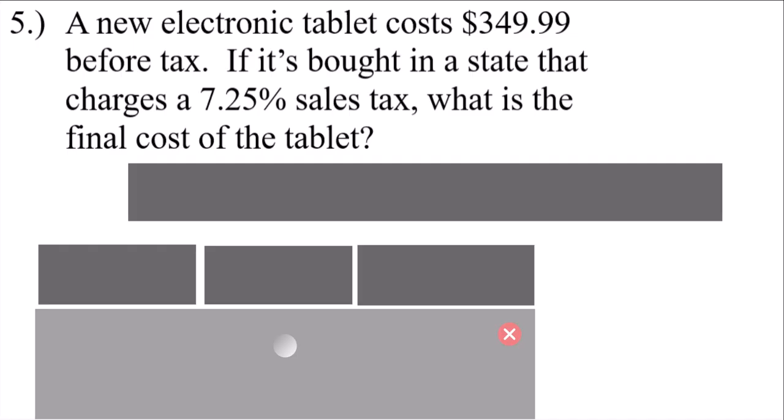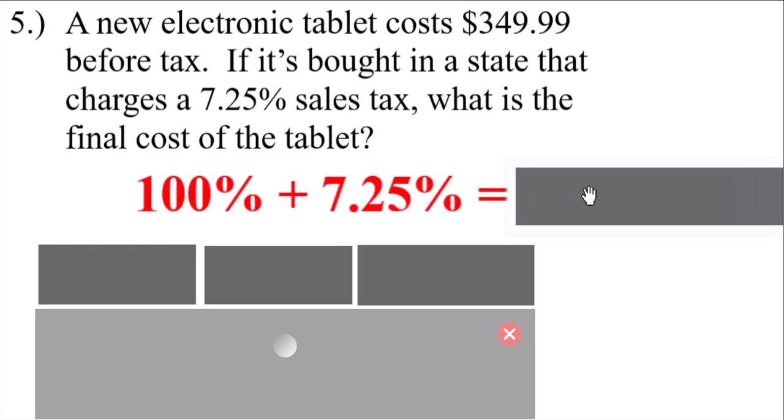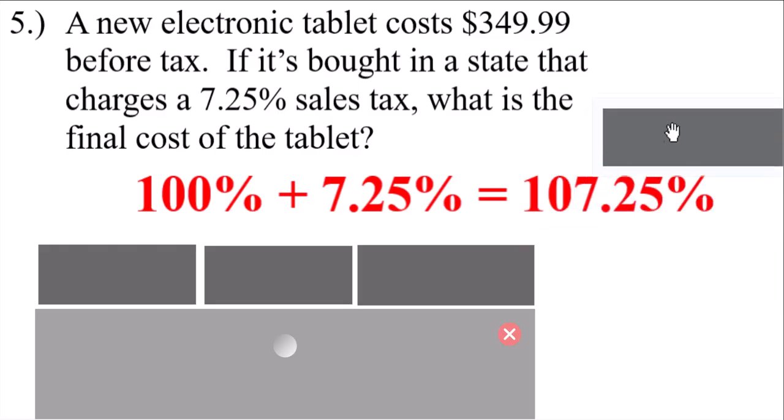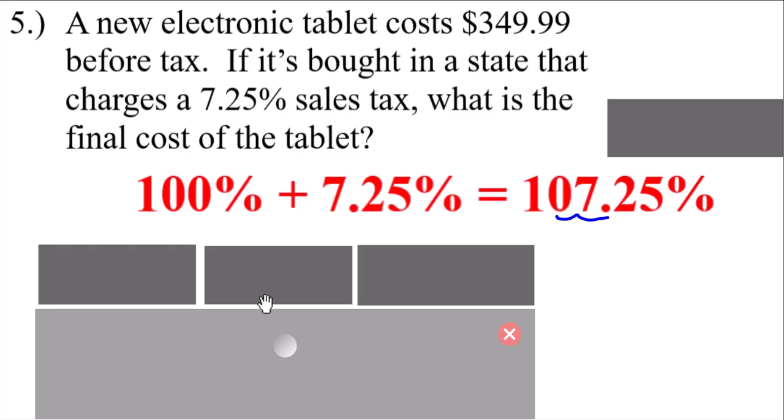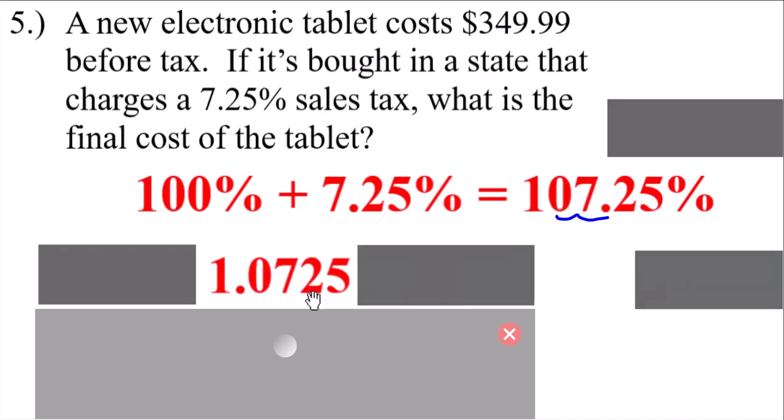Okay, have you already done 5, 6, and 7? Let's check out your work. Adding the sales tax to 100% gives us the percent we pay. Did you move that decimal point 2 places to the left, making this become 1.0725? That should be multiplied to the original cost.